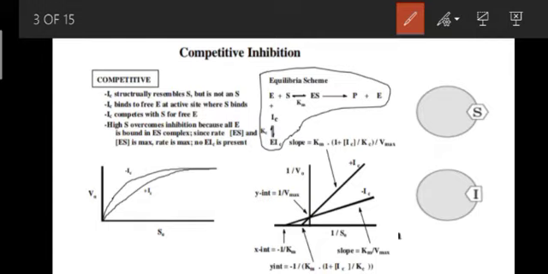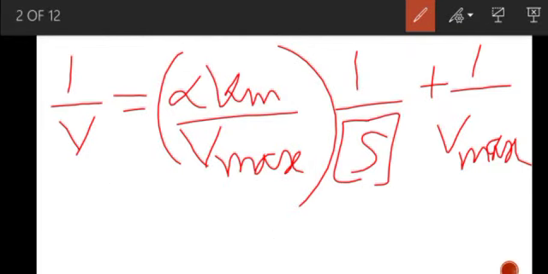However, at the substrate concentration where V0 is equal to half Vmax, the apparent Km increases in the presence of the inhibitor by a factor of alpha. This effect on the apparent Km, combined with the absence of an effect on Vmax, is diagnostic of competitive inhibition and is readily revealed in a double reciprocal plot. And this is the double reciprocal form of the equation.